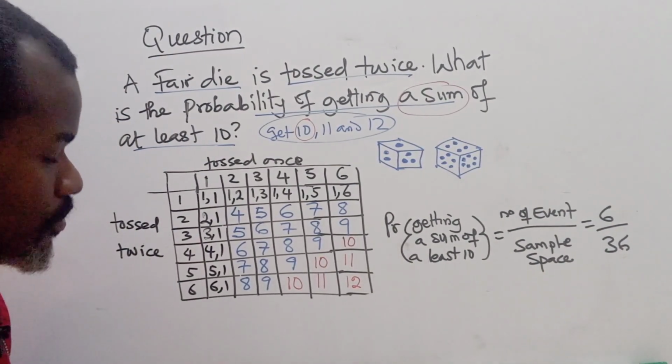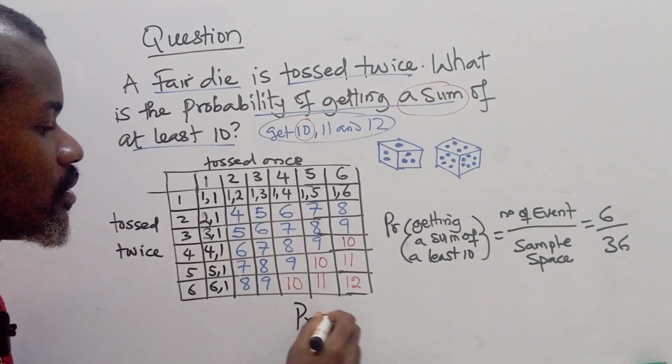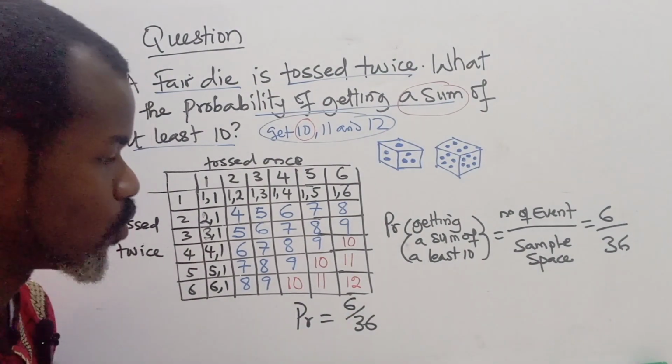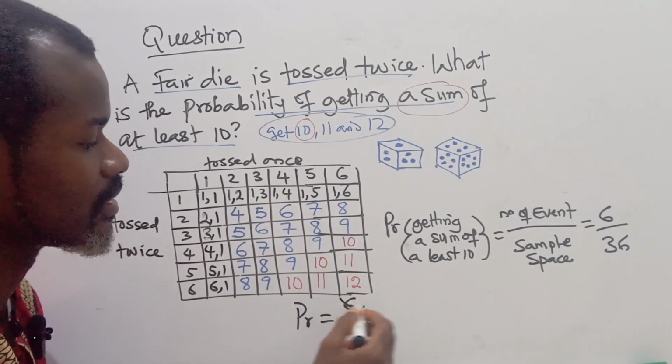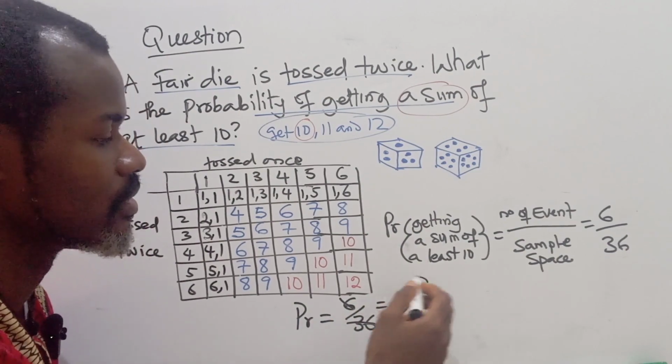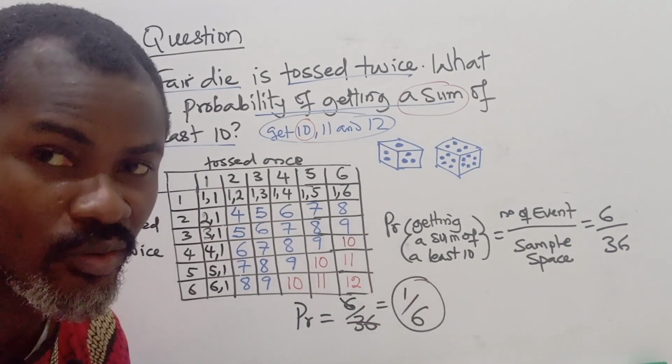We can now get the probability of this question. So the probability, P(E), is equal to 6 over 36. Of course, 6 can divide 6. So 6 divided by 6 is 1, and 36 divided by 6 is 6. So the answer to this question is 1 over 6.